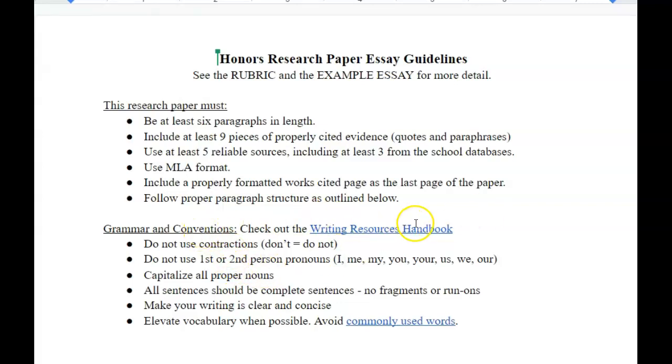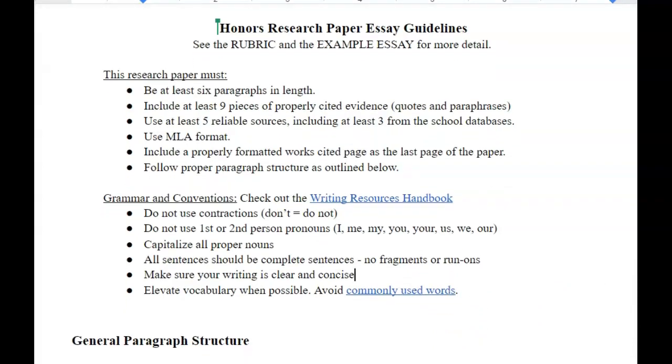For grammar and conventions, do not use contractions. Do not use first or second person pronouns. Capitalize all proper nouns. All sentences should be complete sentences, with no fragments or run-ons. Make sure your writing is clear and concise. Elevate vocabulary when possible and avoid commonly used words.